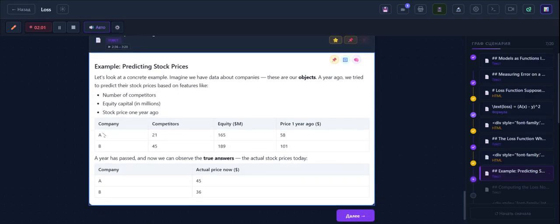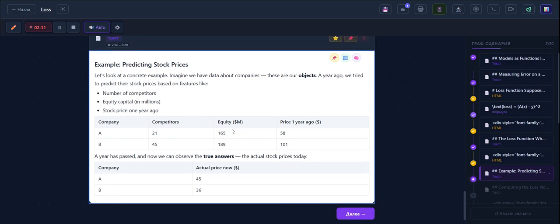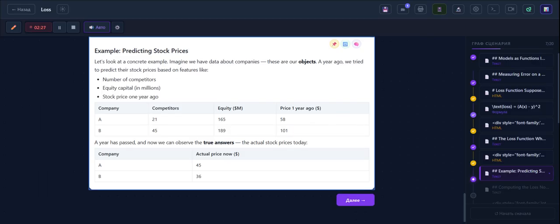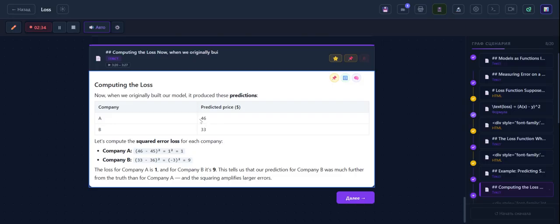Suppose the data is like this: competitors, equity, price 1 year ago, and we try to predict the price. Suppose 1 year passed, we got these targets, 45 and 36, and we also did our predictions, 46 and 33.